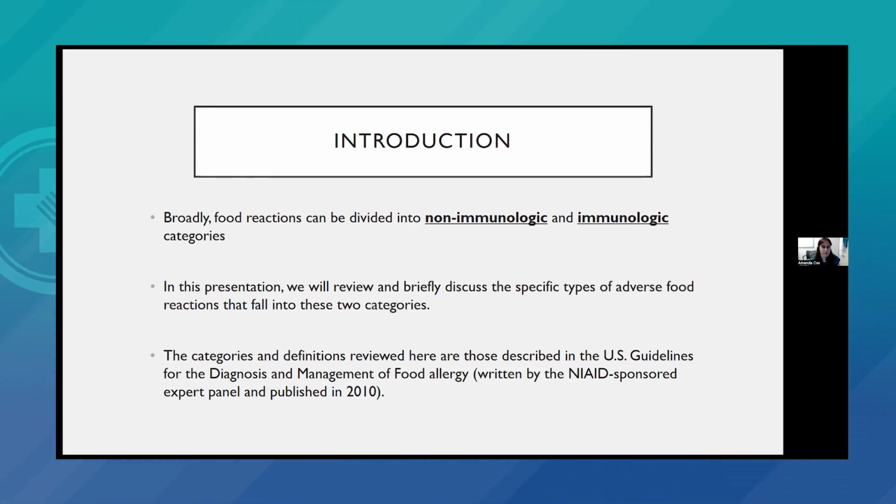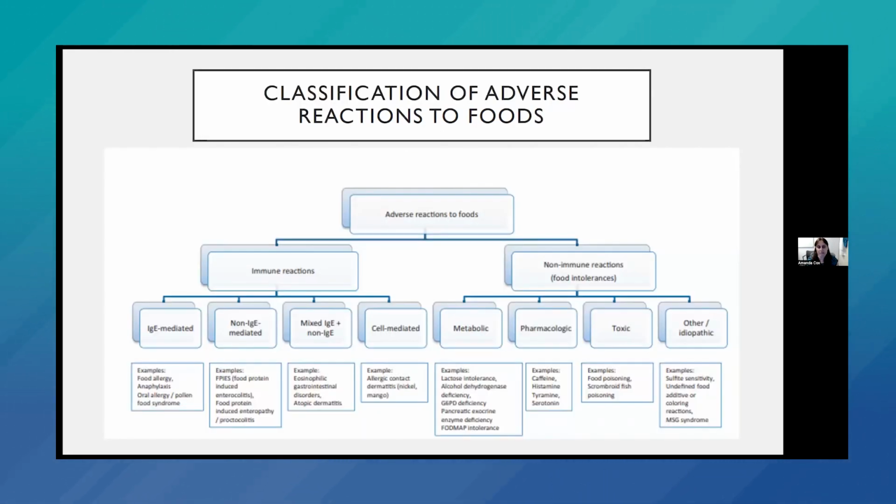And just as a reference for you, the categories and definitions that I'm reviewing here are described in the US guidelines for the diagnosis and management of food allergy, which was written and sponsored by the NIAID expert panel in 2010. This is a lot of information, but it is giving you an idea of how we look at adverse food reactions.